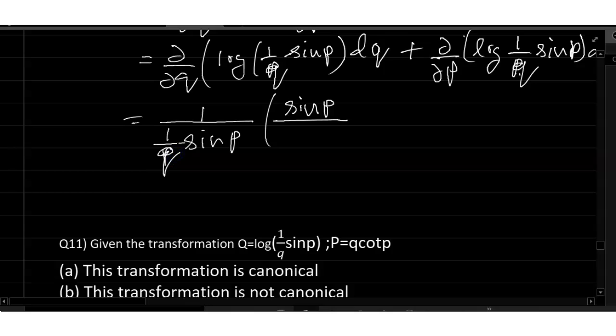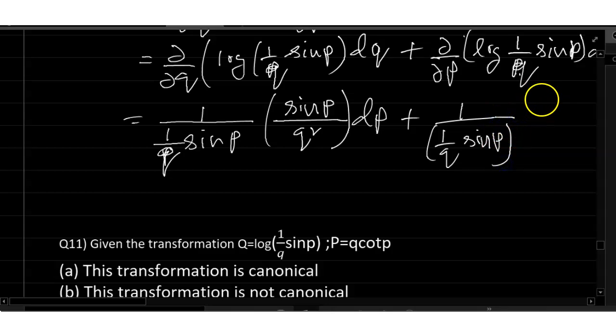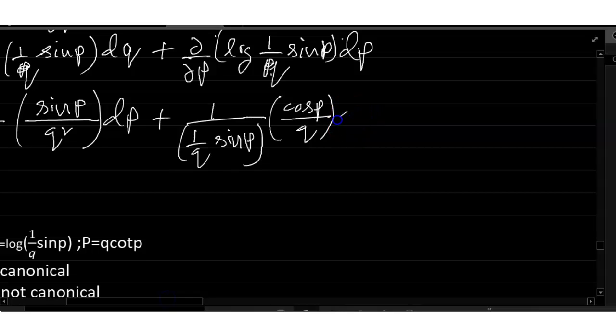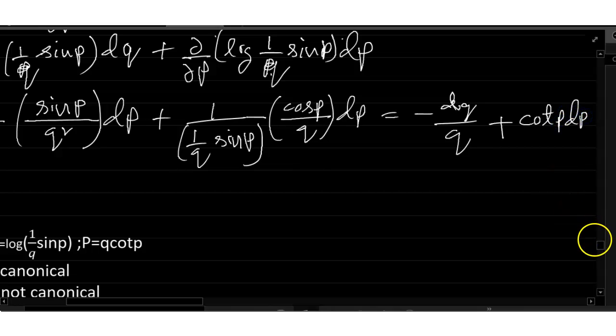1 by Q sin P into sin P Q square dq, plus 1 by Q sin P divided by cos P divided by Q dp, and minus dq divided by Q plus cot P dp. This is my answer.